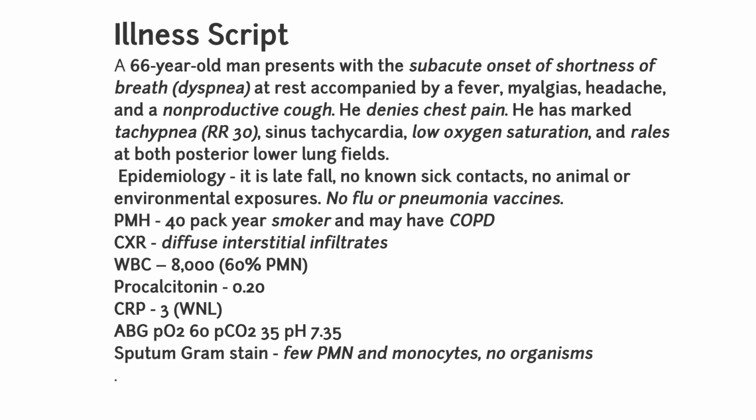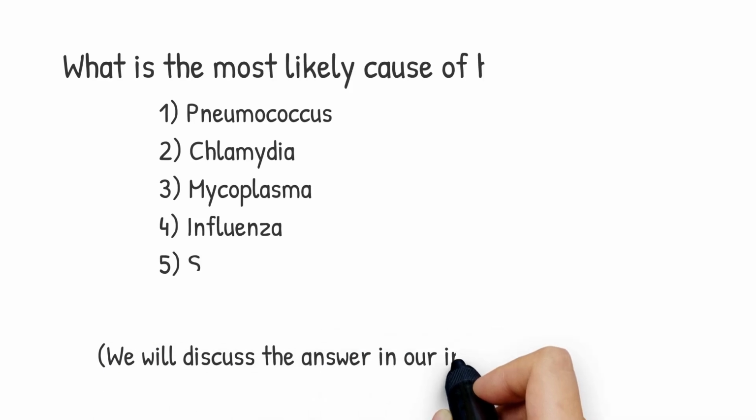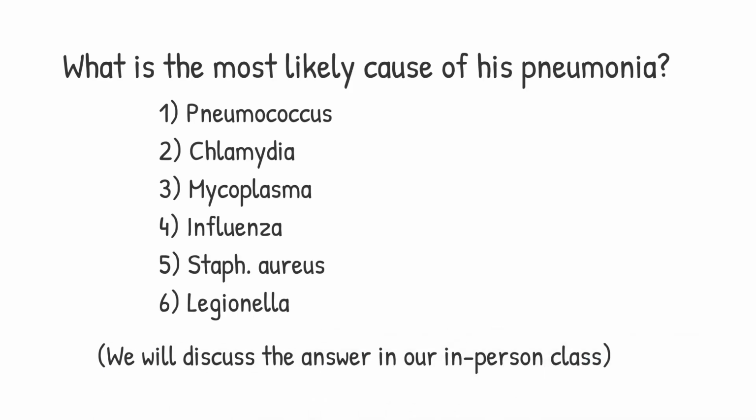His white blood cell count is 8,000 with 60% PMNs. Procalcitonin is 0.20, CRP is 3, arterial blood gas PO2 60, PCO2 35, pH 7.35 on room air. Sputum gram stain showed a few PMNs and monocytes and no organisms. What is the most likely cause of his pneumonia? Pneumococcal, Chlamydia, Mycoplasma, influenza, Staph aureus, or Legionella. We will pick a diagnosis during our interactive class session.